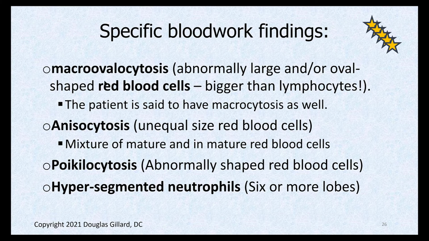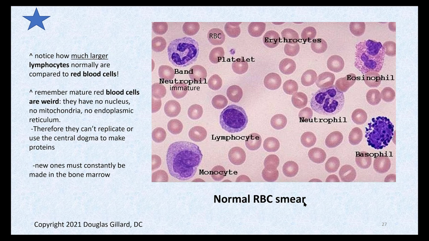Let's finish this. Macroovalocytosis means abnormally large and oval-shaped red blood cells, bigger than lymphocytes. Anisocytosis, unequal size red blood cells. Poikilocytosis are abnormally shaped red blood cells. Hypersegmented neutrophils. Remember, neutrophils have 3 segments. Sometimes there's 6, 7, 8 segmented neutrophils, which is very strange.